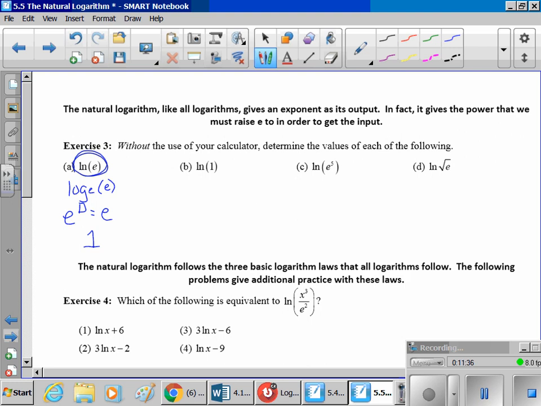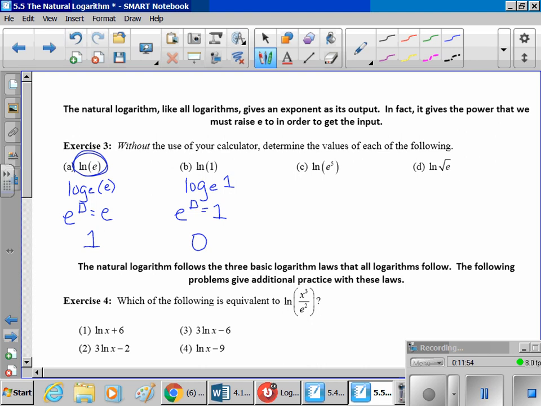Okay, so now how about the ln of 1? So what this means is log base e of 1. So this means e, my base e, raised to what power is 1? Well, we know anything to the 0 power is equal to 1.